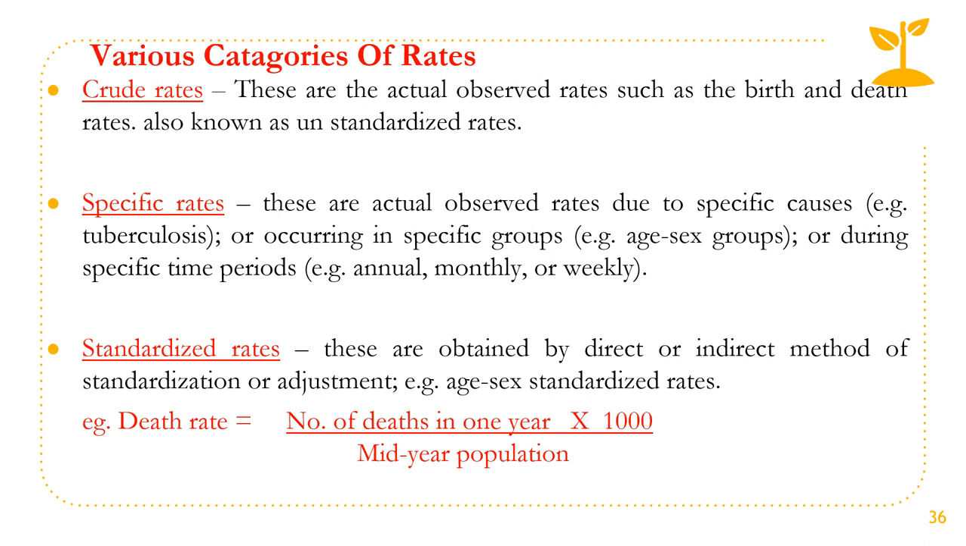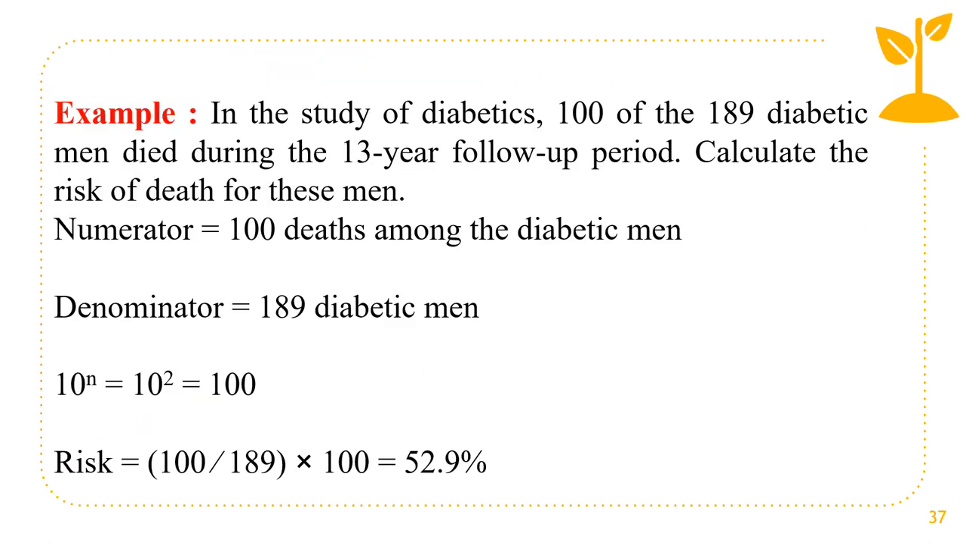Coming to standardized rates, that means I am comparing with some standard one, or I am adjusting that one. For example, number of deaths in 1 year into 1000 divided by mid-year population. So I am standardizing to like per 1000 how many people are dying. This is the example of risk rate.